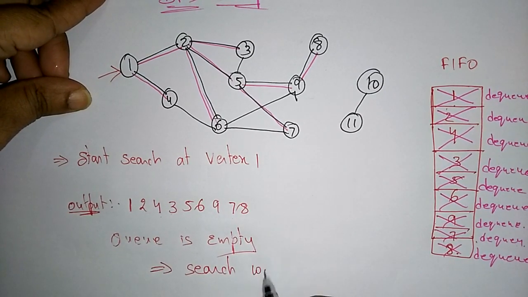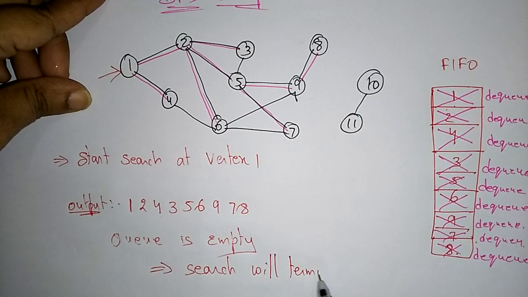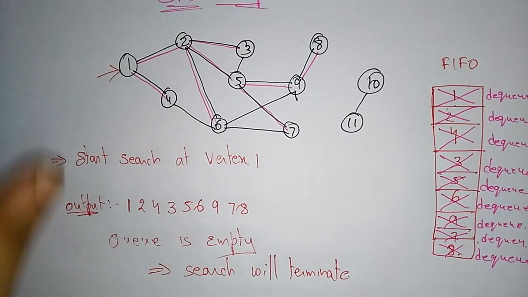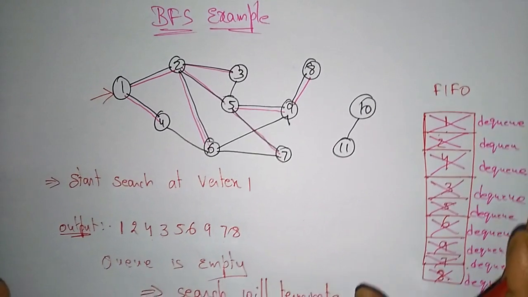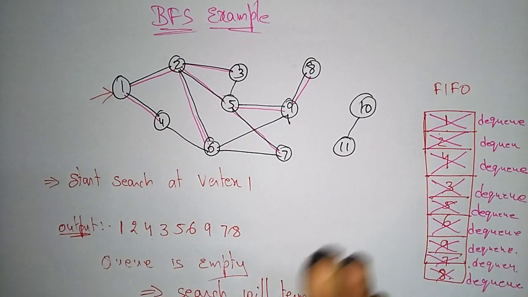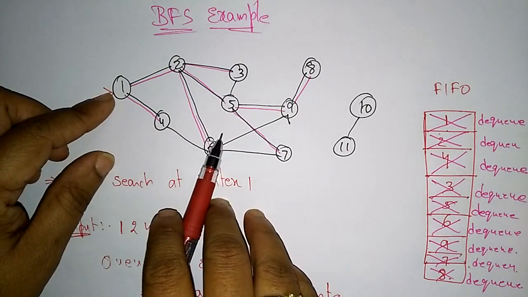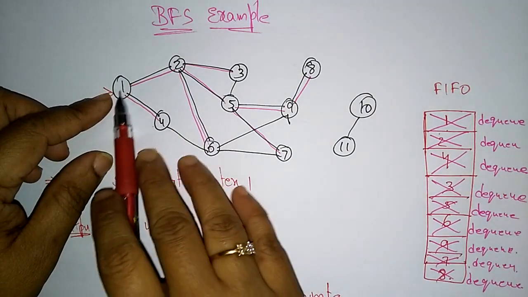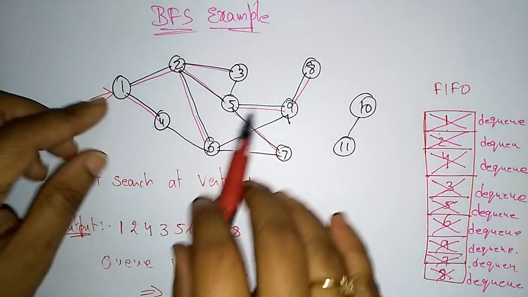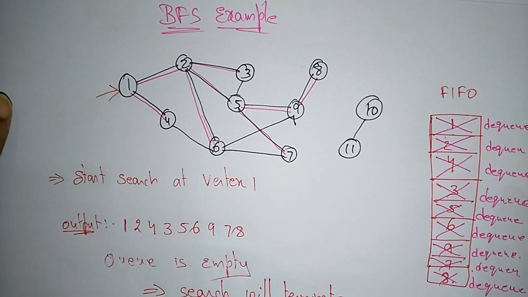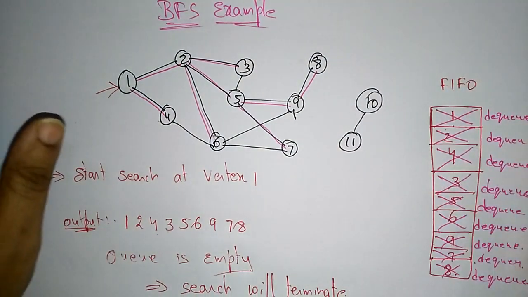Whenever the queue is empty, the search terminates. The main aim of BFS is that we have to search each and every vertex in the list. It has to be traversed by touching all the vertices in the list. So this is how BFS works.